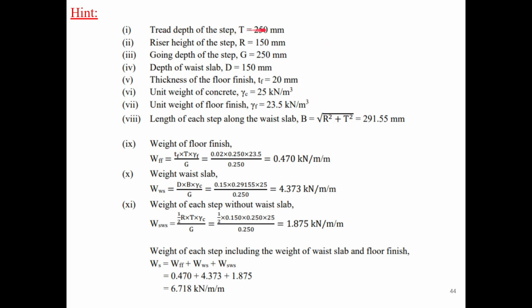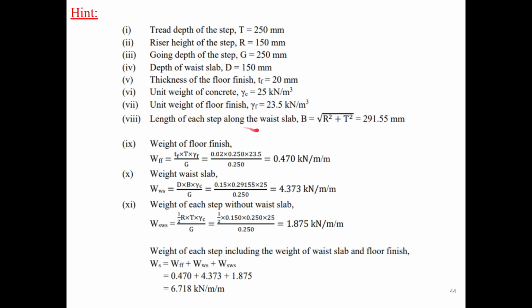Tread depth of the step T is 250 mm. Riser height of the step R equals 150 mm. Going depth of the step G is 250 mm. Depth of waist slab, capital D, considered here, is 150 millimeter. Thickness of the floor finish TF equals 20 mm. Unit weight of concrete gamma C is 25 kilonewton per meter cube. Unit weight of floor finish gamma F is 23.5 kilonewton per meter cube.